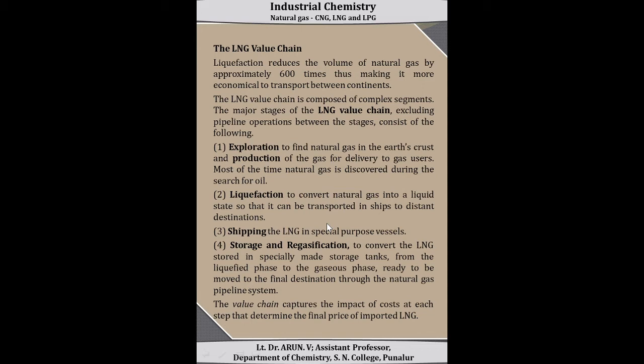First one is the exploration of natural gas in the earth's crust and the production of the gas for delivery to the gas users. Most of the time, natural gas is discovered during the search for oil. Next step is liquefaction. That is, liquefaction converts the natural gas into a liquid state so that it can be transported in ships to distant destinations.